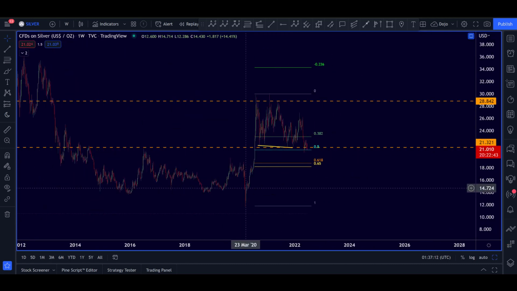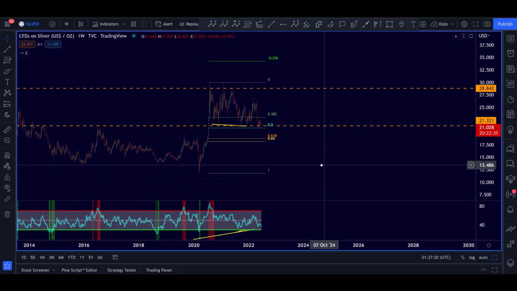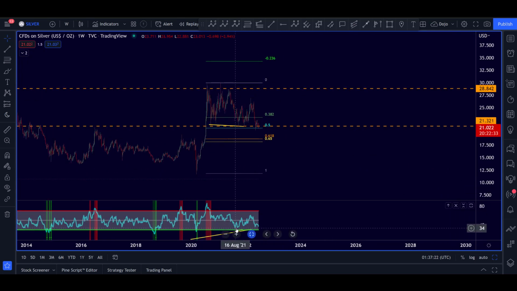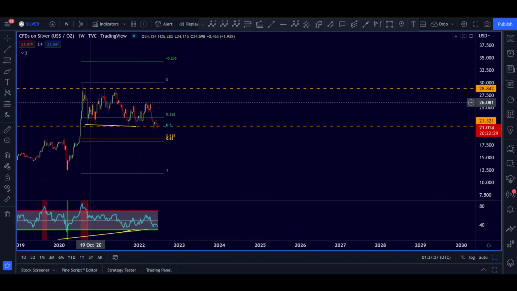So silver, it looks pretty obvious to me that this looks like an impulsive move, right? And this looks like a corrective move. I mean, it's as plain as day. We're diverging. What appears to me, just at this degree, we're on the 1 week. Goodness. This is the weekly chart.